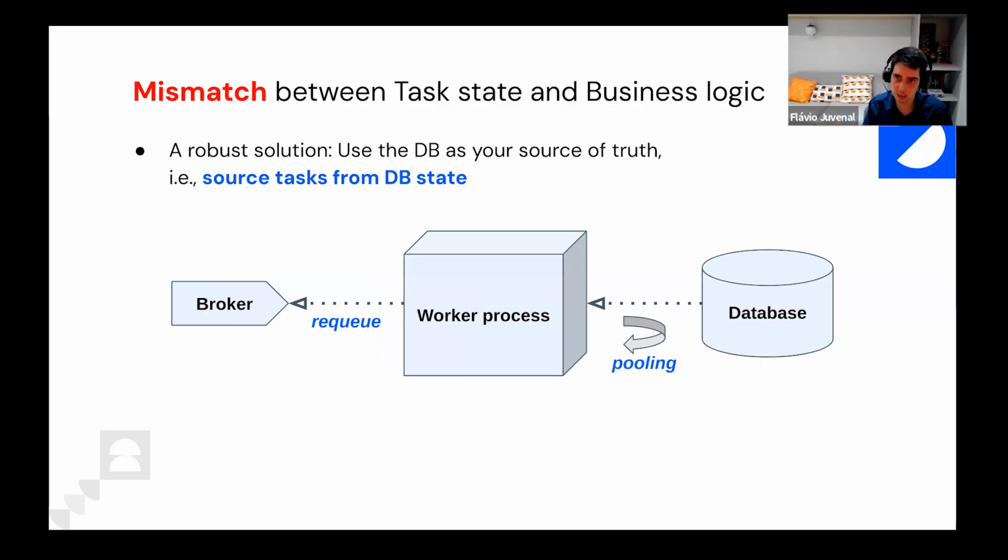You can source tasks from the database state. So you have your database, and you need to have some sort of task that will pull. It will keep making queries to the database to figure out if there are any missing tasks, and then this worker process will requeue those tasks to the broker, and eventually that worker process or another worker process will get those tasks.